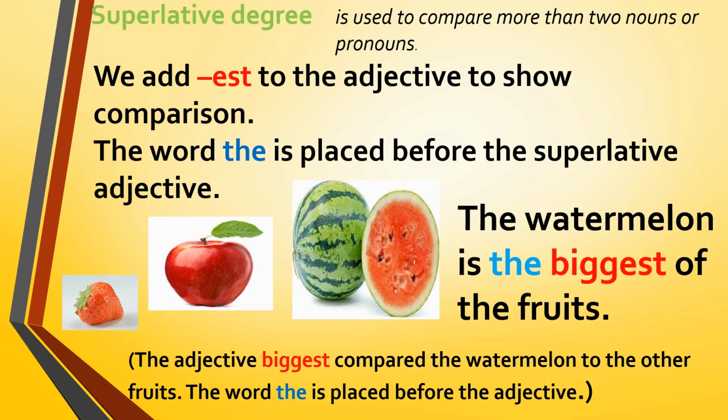Superlative degree. Superlative degree is used to compare more than two nouns or pronouns. We add est to the adjective to show comparison. The word the is placed before the superlative adjective. For example, strawberry, the apple, the fruit. This watermelon is the biggest of the fruit. The adjective biggest compares the watermelon to the other fruit. We add est to the adjective, and the word the is placed before the adjective.